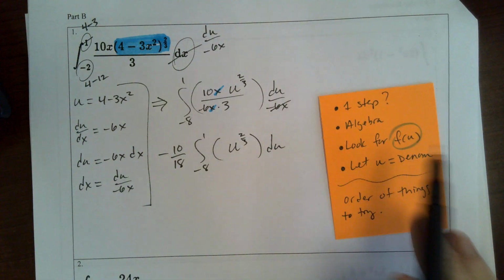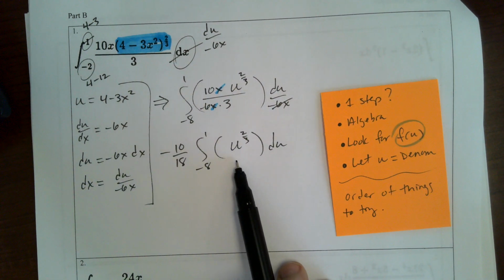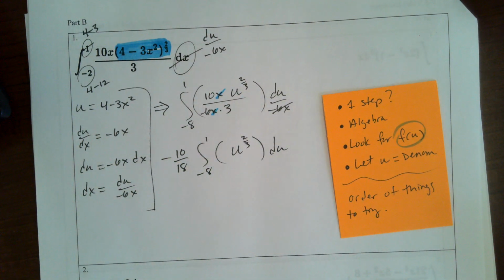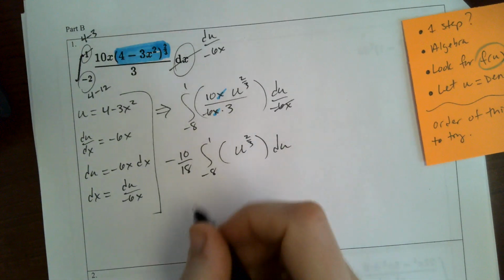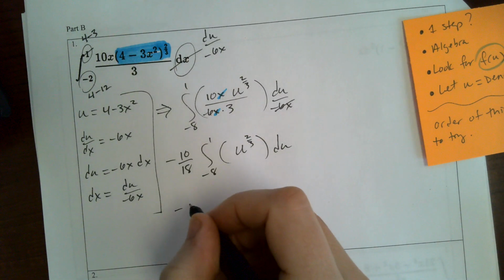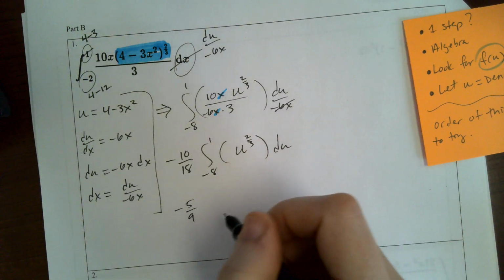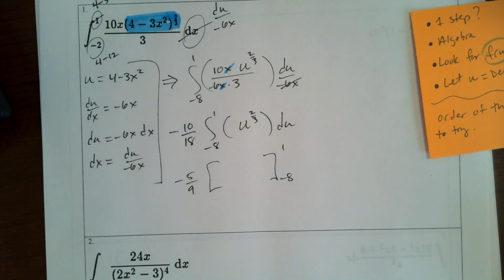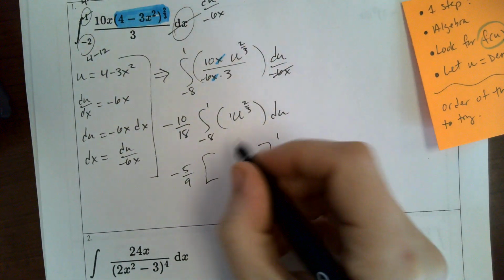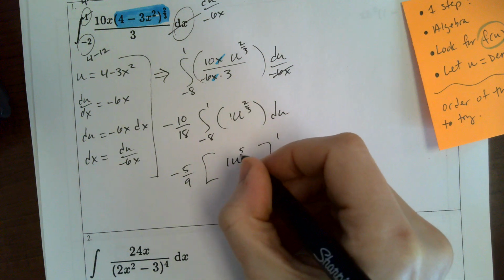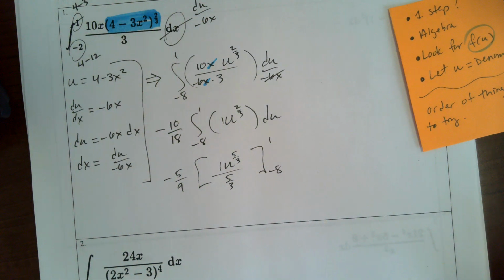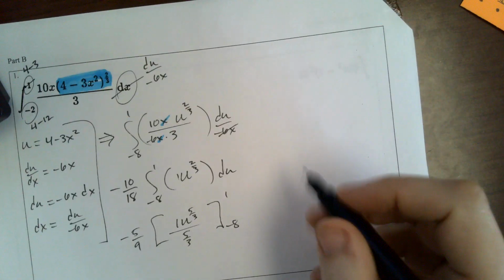Okay, and then you just keep asking yourself this question, is this a one step? So now we change the variable to u, and is this a one step? Yes, it is. So now let me simplify this fraction. So this is negative 5/9. So I am ready now to take the antiderivative, and I'm using it to do the fundamental theorem of calculus. Okay, so that's a 1. So we've got 1u to the 5/3, because you're adding 1 to the exponent, and then you divide it by 5/3. Okay, let me move up here.